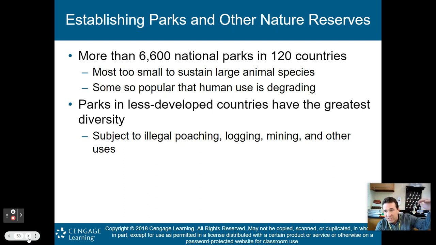Again, there are wilderness areas, which are large areas, and then there are parks and reserves, which are a little bit of a smaller geographic area. So we do have more than 6,600 national parks in 120 countries. Most, however, are too small to sustain large animal species, and some are so popular that humans are actually degrading them.